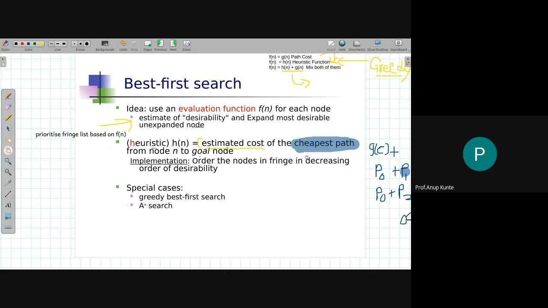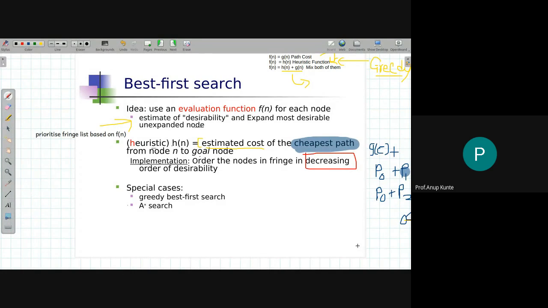Is it correct, decreasing order? So high cost node, then low, then low, then low, least cost node. I guess it should be in increasing order of the path cost, the h of n. We'll see that in the next slide. Maybe I'm just worried about this, and we will correct it later on, or we will assure that it is decreasing order. Fine.